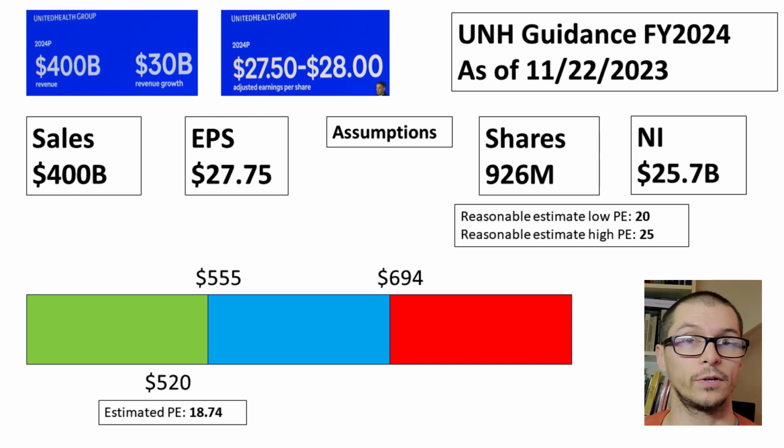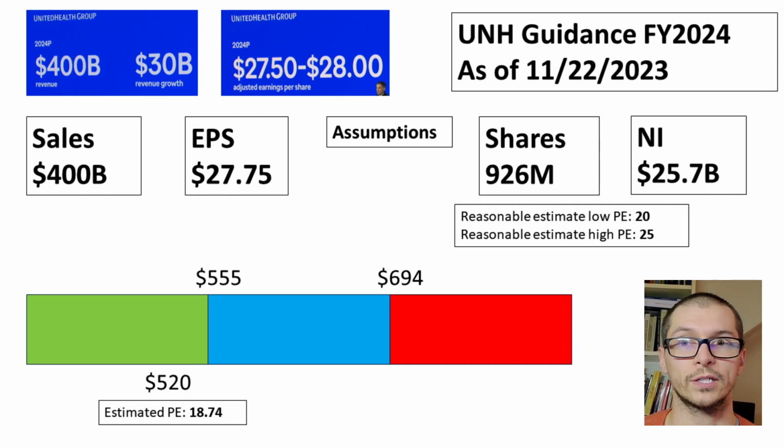year end December 31st, 2024, first being its revenue of $400 billion, and second, its earnings per share between $27.50 and $28. Similar to before, just to keep it simple, I'm going to split that range in half and use $27.75 going forward. Using this information, we can estimate a reasonable forecast of what to expect in terms of a fair PE ratio and stock price.